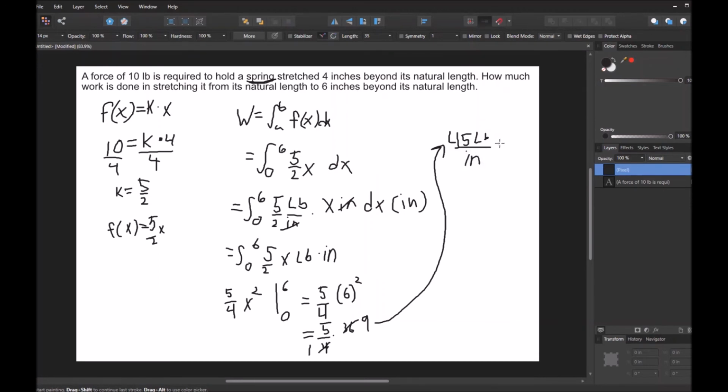And now I can do some conversions, and I know that there's 12 inches. Oh, sorry, I messed that up. This is going to be 45 pounds times inches. And then now I can do some conversions here, and I know that there's 12 inches in 1 foot. So these inches units cancel out, and 45 divided by 12 I believe is 3.75. So we get 3.75 foot-pounds. And that would be your final answer for that one.